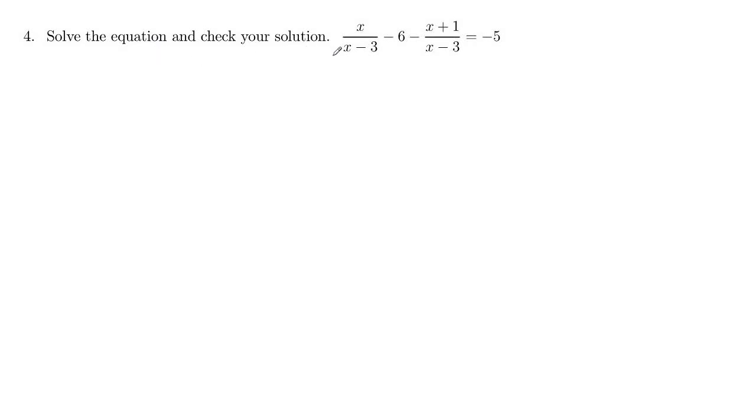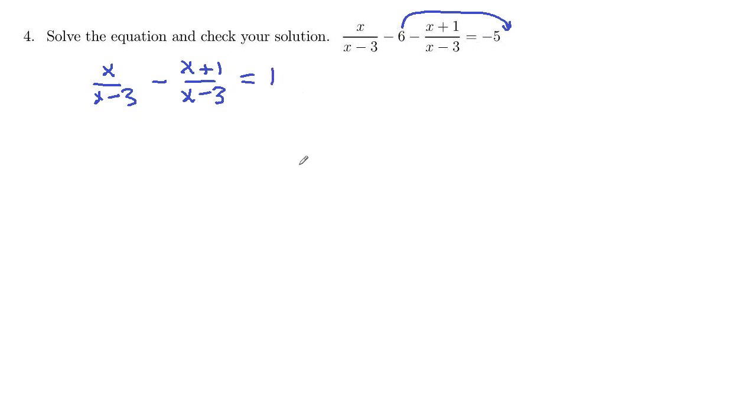In problem number 4, they want us to solve a rational or fractional equation here. So why don't we first add 6 to both sides? So this is going to come over as a positive 6. So we'll have that x over x minus 3 on the left-hand side minus x plus 1 over x minus 3. And then equals negative 5 plus 6 would be positive 1.